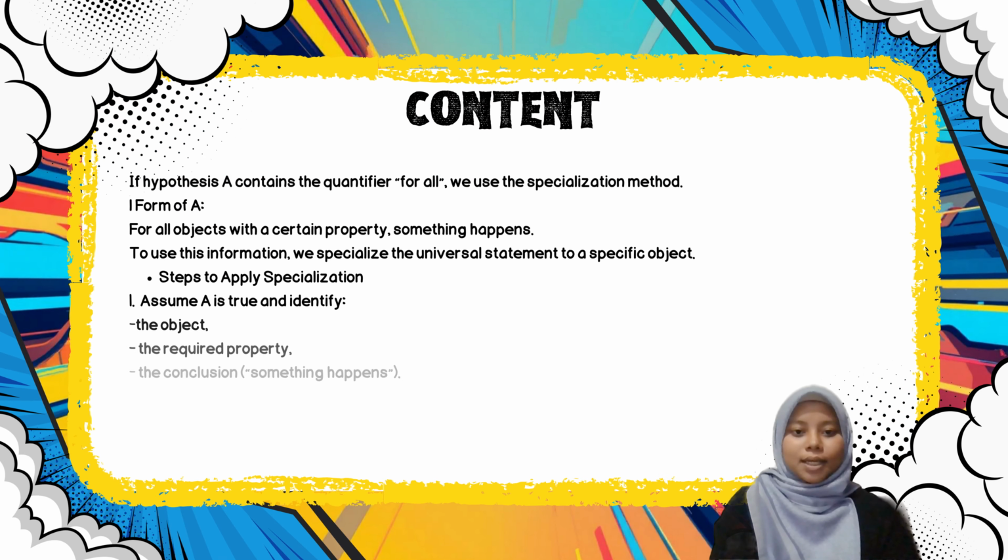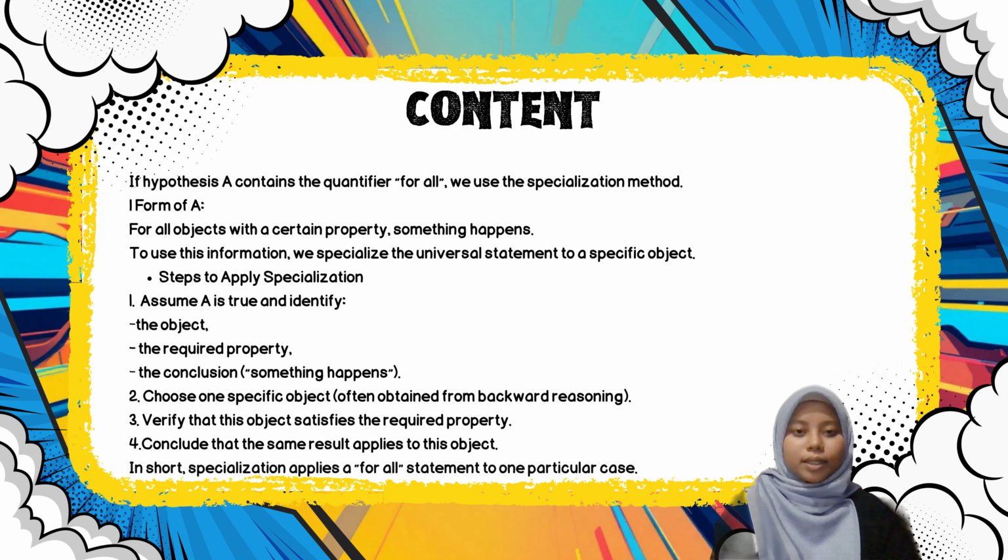Specialization method. If hypothesis A contains the quantifier for all, we use the specialization method. Form of A: for all objects with a certain property, something happens. To use this information, we specialize the universal statement to a specific object. There are steps to apply specialization.